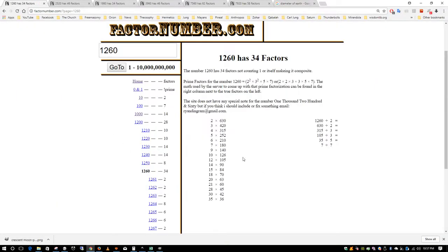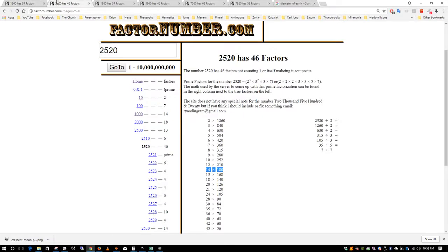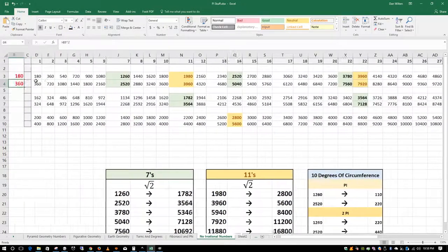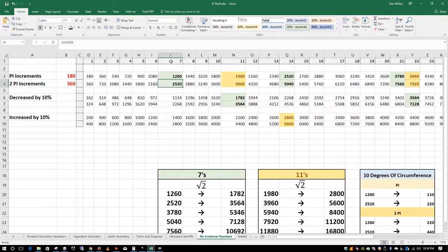So if we take a look at our number 7, when we take a look at 7920 as 2 pi, we can see that this particular number, 1260, has 7 as an ending factor, which means that this is definitely the 7 of the system. If we take a look at 2520, it's a 7 also. And if we flip back over here and look at this right here, the 2520 represents the 7 if we were using 2 pi increments. The 1260 represents 7 if we're using pi increments of 180.